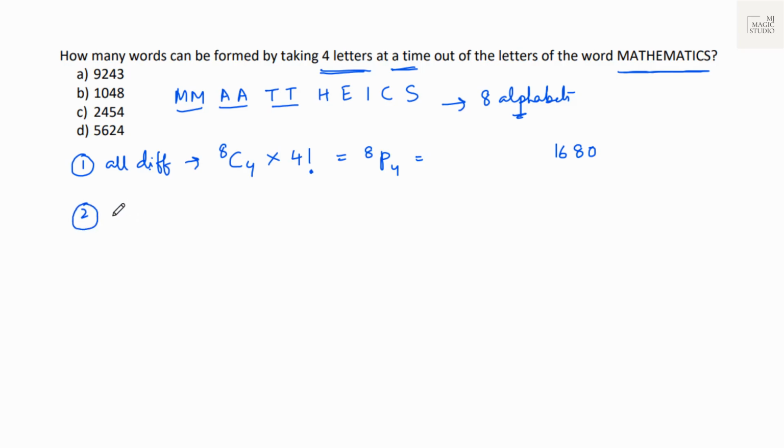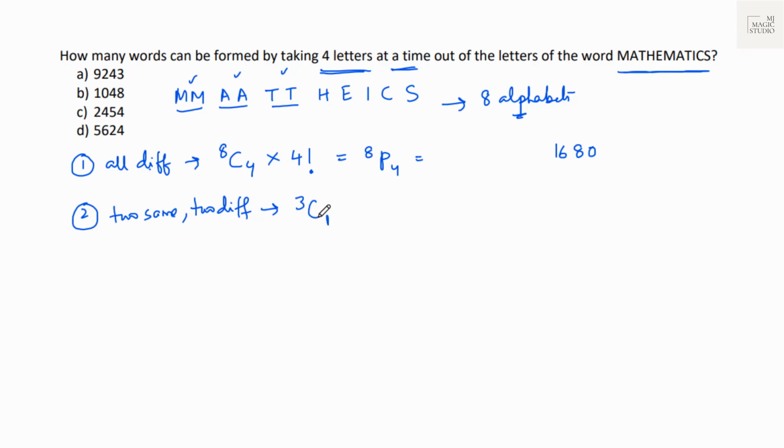8P4 is 1680. Second case, I will take 2 same letters and 2 different letters. Suppose I have taken MM and then 2 from the rest of the letters, so I have taken MMAT. Now how many words can I form with MMAT or MMHE? This is the case where 2 letters are the same and 2 letters are different. Now to select 2 same letters, I have 3 options: either I can take both M, or both A, or both T. That means out of 3 options, I need to select any one.